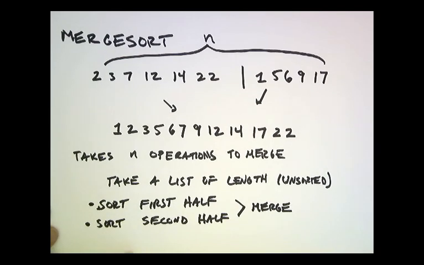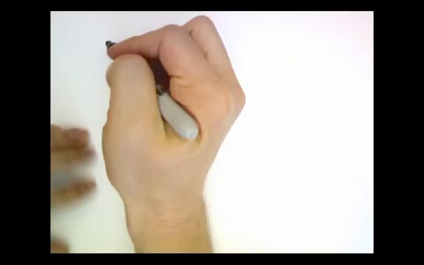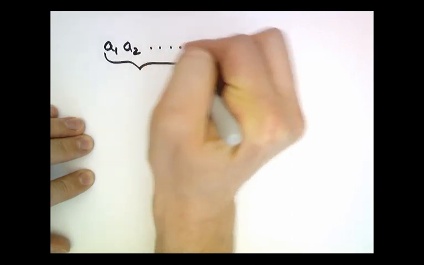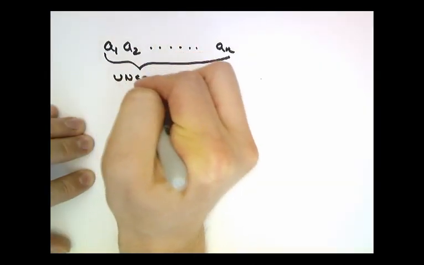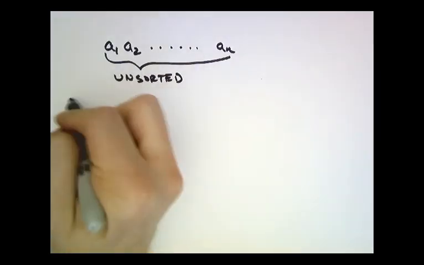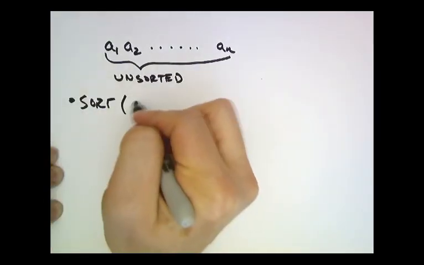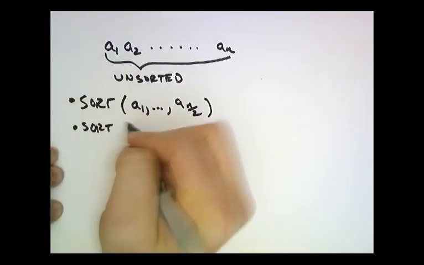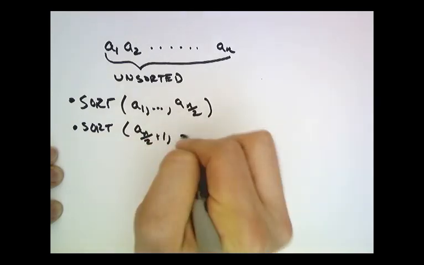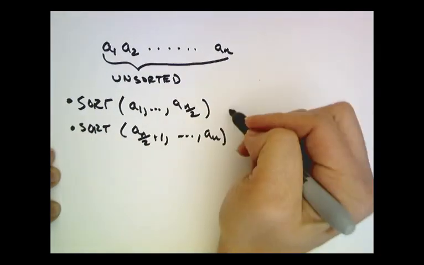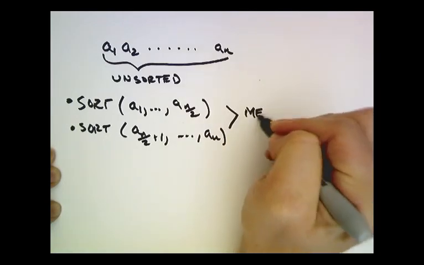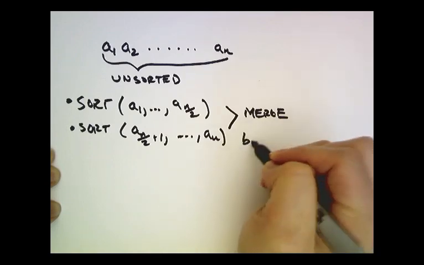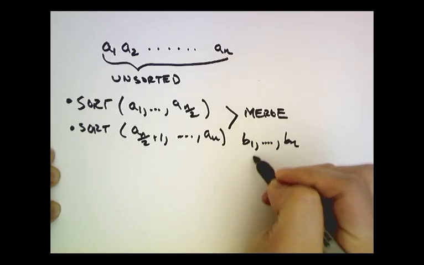And that's the algorithm. So let me sort of draw how this works. So we have a list of n numbers, call it A1, A2, through An. It's unsorted. So we'll recursively sort A1 through A of n over 2. We'll sort n over 2 plus 1 through An. And we'll merge the outputs of these recursive calls to obtain, we'll call it B1 through Bn. This is the sorted list.